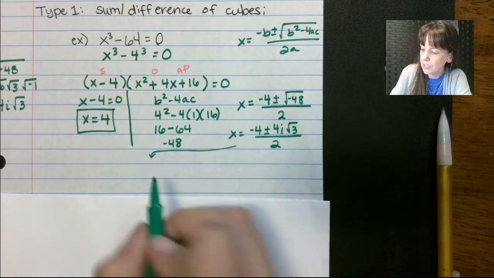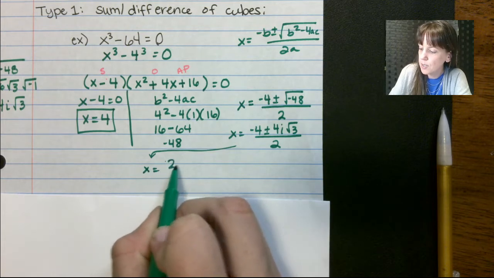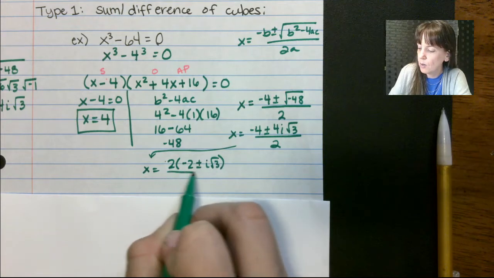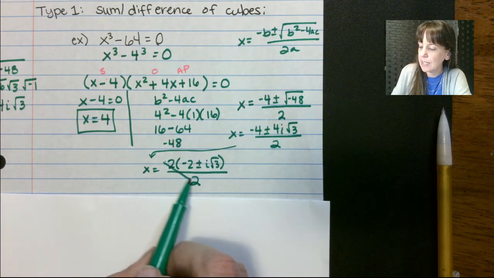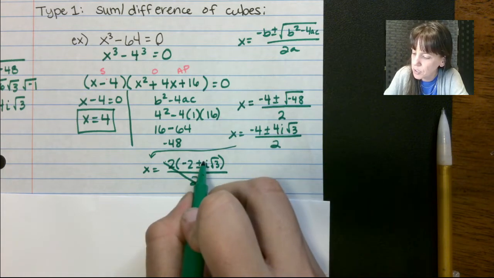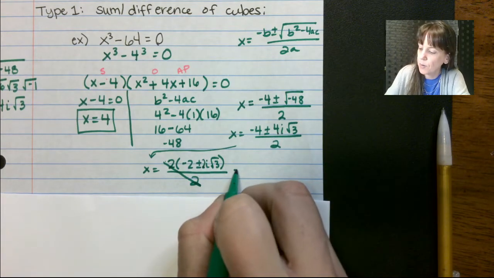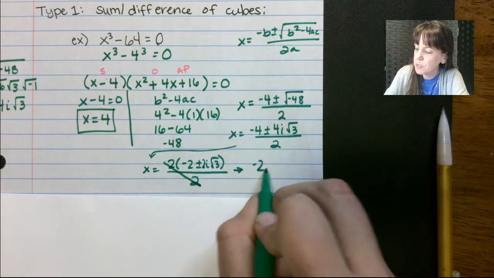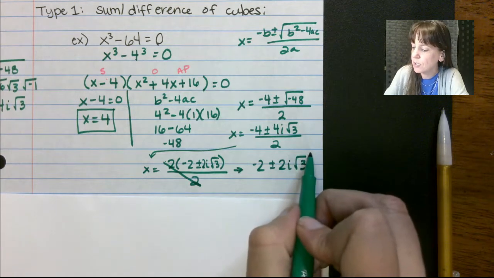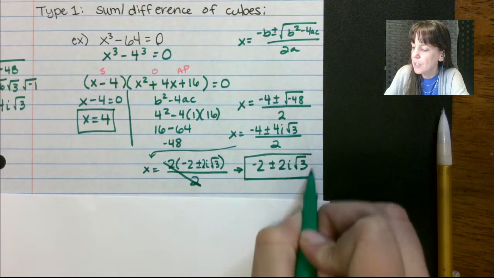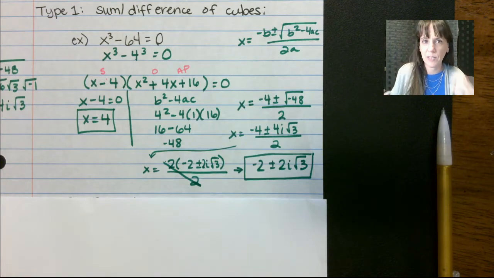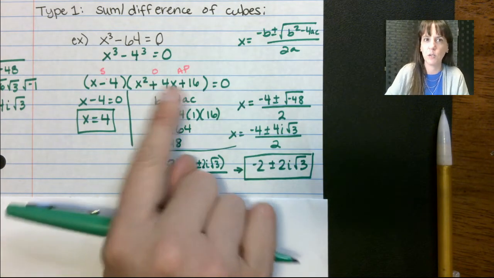So if I write that over here, x equals 2 times negative 2 plus or minus i root 3 over 2. Now I can factor those out, and I am left with, oops, I didn't see the 4 there. That should have been a 2 here. So I am left with negative 2 plus or minus 2i root 3. So x equals all of that, right? Pay attention, because a lot of times it'll say find all the real solutions. And if that's the case, when you're doing your sum and difference of cubes, you don't have to do this last part.